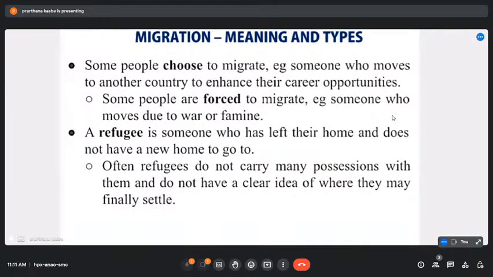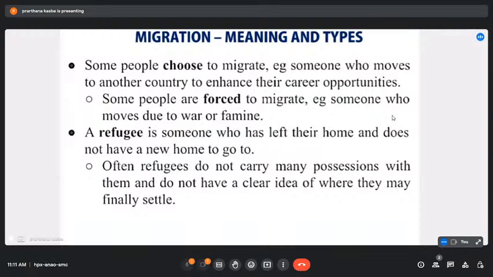Migration can be chosen or can be forced. Some people choose to migrate. For example, someone who moved to another country to enhance their career opportunity.